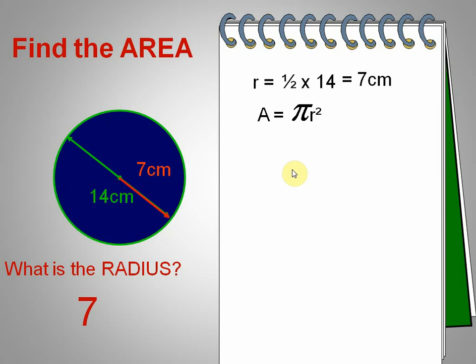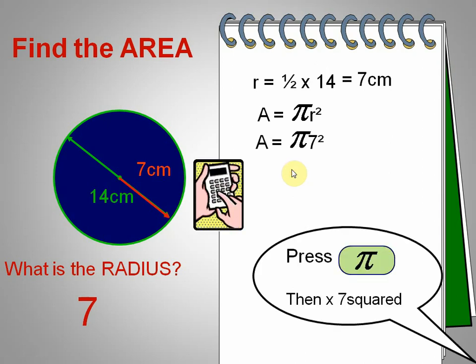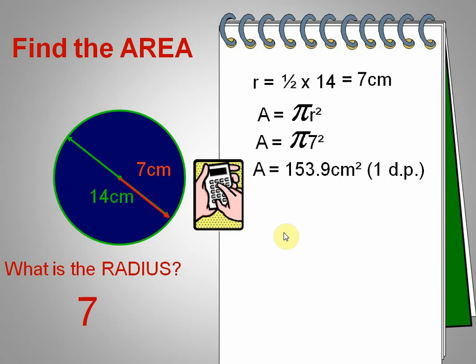Now you apply the formula, A equals pi r squared. Pi r squared means 3.14 times 7 squared. You get the answer 153.9 centimeters squared.